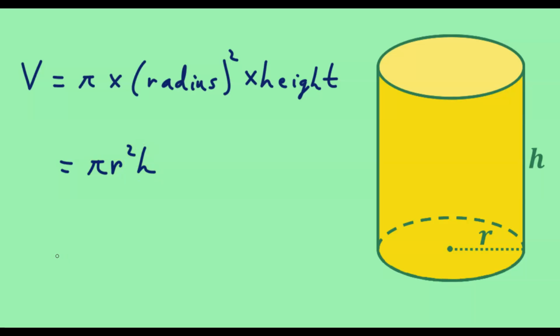Now, note that we use the irrational number pi in the formula for the volume of a cylinder. Pi can be approximated using the decimal number 3.14. So if we want to find the exact volume of a cylinder, we will leave our answer in terms of pi, and if we want an approximate value, then we can use the approximate value of pi, which is 3.14.